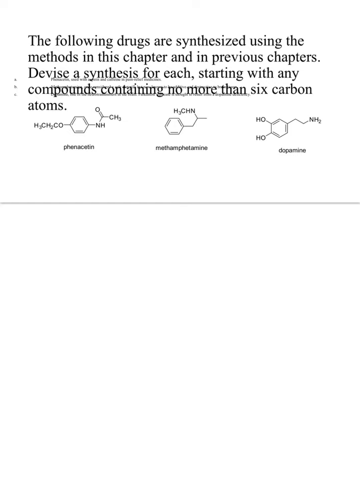Okay, the next problem is that these drugs were made using these synthetic routes, and you're to show the synthetic routes to make these amines. So let's look at the first one, phenacetin, and you're supposed to use no more than 6 carbon atoms. Okay, so you see this first, this is an ether, right? That's an ether.